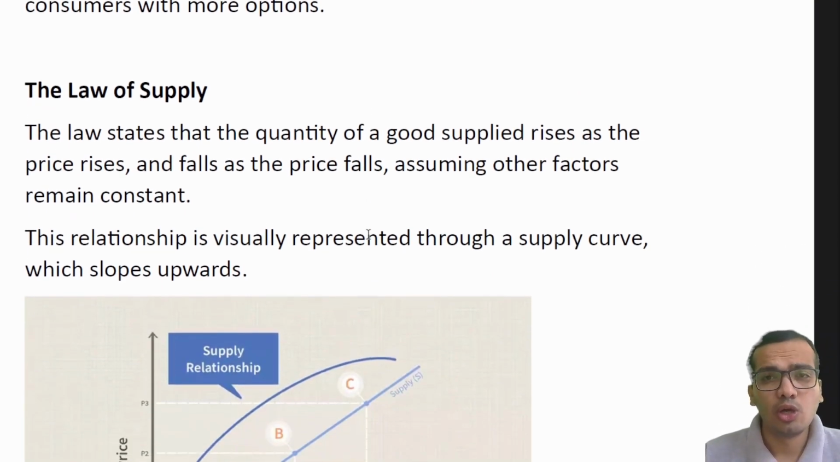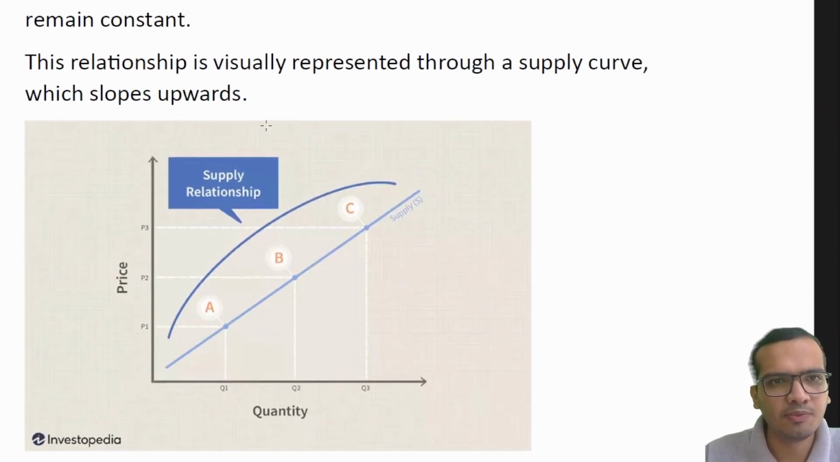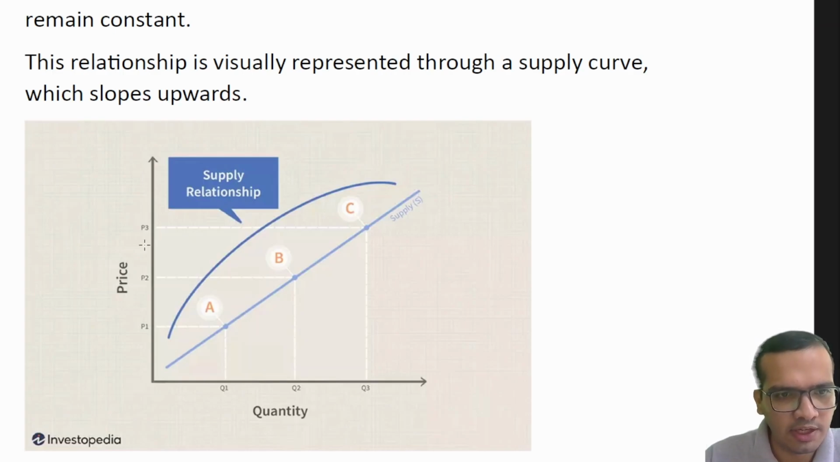Now here comes the law of supply. The law states that the quantity of a good supplied rises as the price rises and falls as the price falls, assuming all other factors remain constant. So this is important. The relationship is visually represented through a supply curve which slopes upward. I just took an image from Investopedia where we have plotted price and quantity, and you can see as we increase the price, the quantity has also increased. So this is a positive, upward-moving graph.